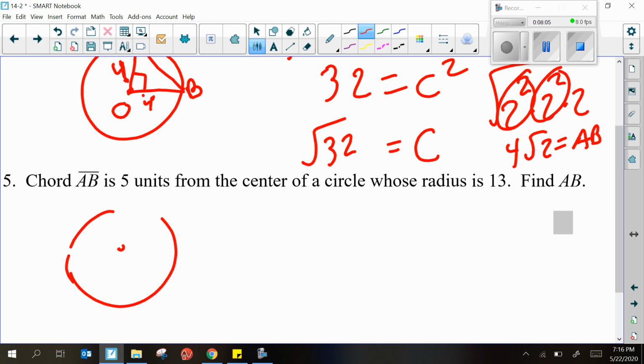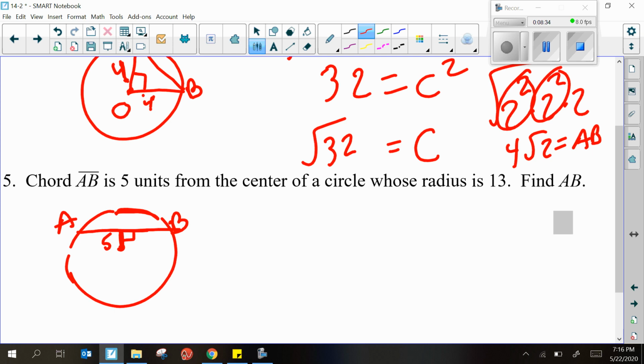Got a center. Didn't give me a name, but that's okay. I know I have a center. Chord AB is 5 units from the center. So here's chord AB, and the distance I'm talking about is perpendicular, right? That's our definition we've been using all year about distance. If you're some distance from something, that means you're perpendicular, not at a slant.